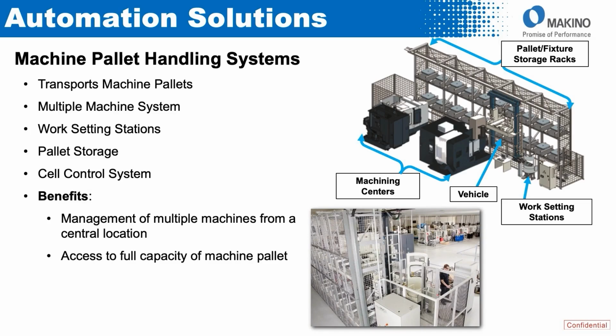The benefits of this style, obviously, the first one is you're able to manage multiple machines from a central location. So at the work setting station, you have one operator that's servicing those fixtures across multiple machining centers within that system. But also, you get the full capacity of the pallet. What I mean by that is that you can have any type of fixture on top of that pallet. You can have a tombstone that's loaded on all four sides. You can have a single part setup. You can have multiple types of vises on that particular tombstone. So you have a lot of flexibility when it comes to handling that machining center pallet.